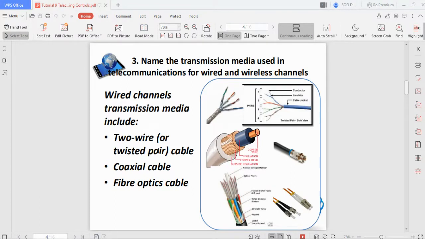The first and second ones, the 2-wire cable and the coaxial cable, are how we used to transmit data. But now we have come up with a more efficient method, which is using fiber optic. When we are using this cable, we are actually transmitting electricity in the form of data, in the form of high and low pulses.